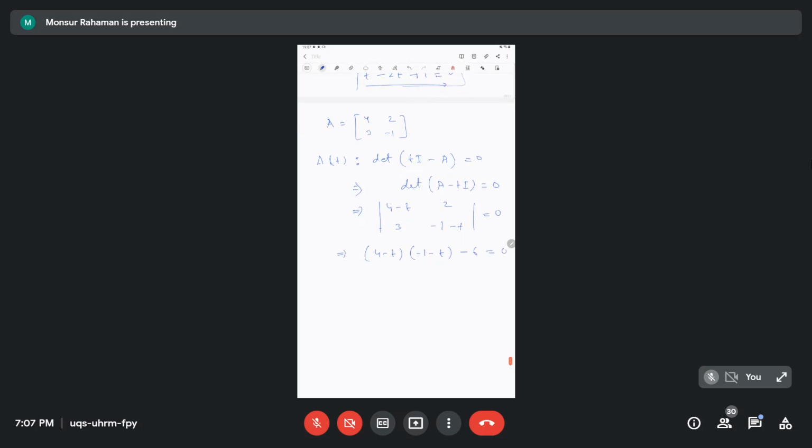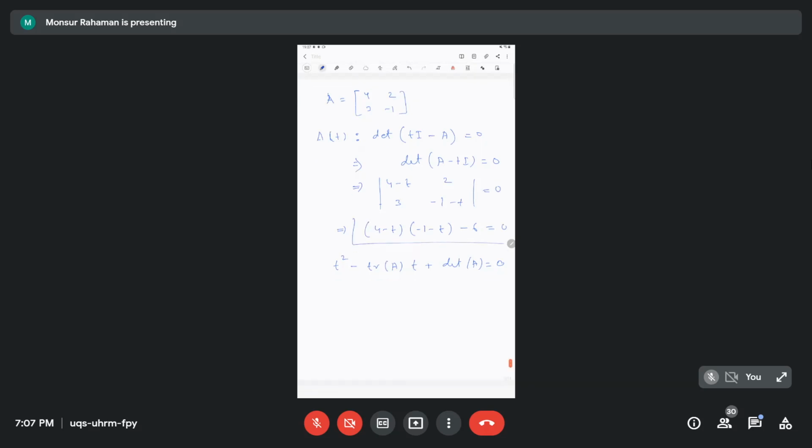But it has a very unique result: t squared minus trace of A times t plus determinant of A equals 0. It is only for a 2 by 2 matrix. So this is t squared minus trace, which is 3, so 3t, plus determinant, which will be minus 4 minus 6, which is minus 10. Minus 10 equals 0. This is the characteristic equation.